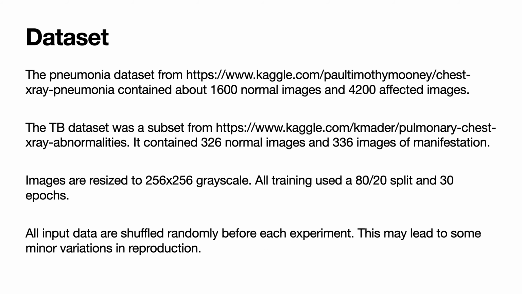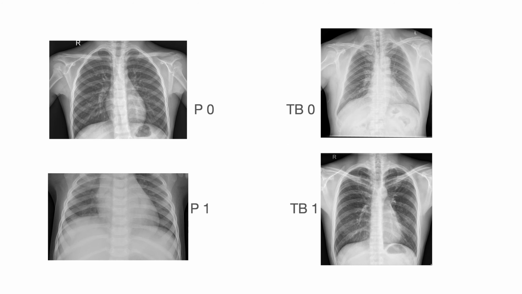The data sets are downloaded from Kaggle. The pneumonia data set is about 10 times bigger than the tuberculosis data set. And the images are resized to 256 by 256 grayscale. All the training uses an 80-20 split and 30 epochs. And data are randomly shuffled before each experiment. Here we see some photos from the data sets.